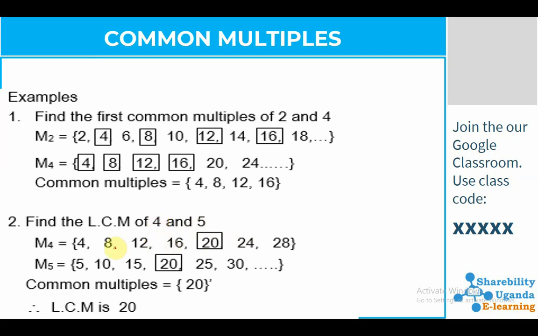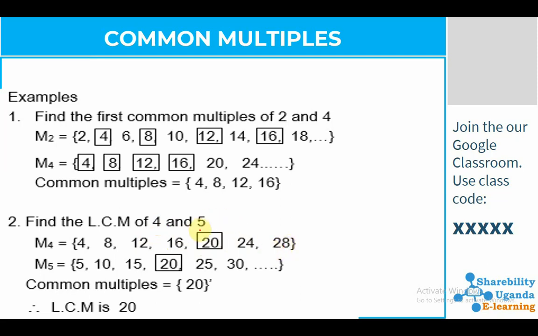We are saying we are getting the multiples. 4 times 1 we get 4. 4 times 2 we get 8. 4 times 3 we get 12. 4 times 4 we get 16. 4 times 5 we get 20. 4 times 6 we get 24. 4 times 7 we get 28. Those are the multiples of 4. That's how they got them.